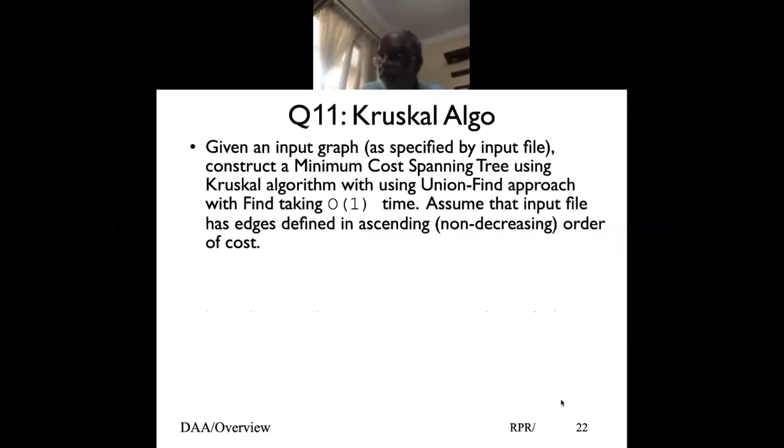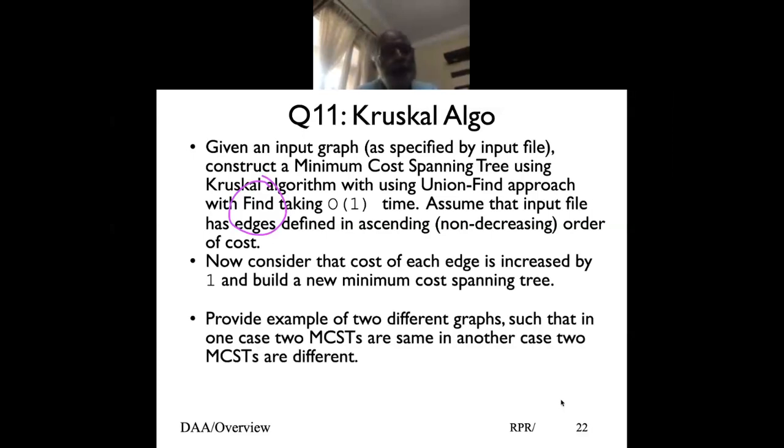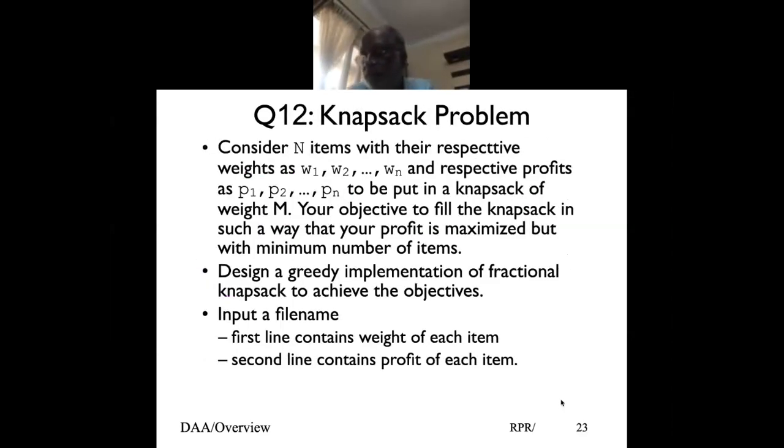Question number 11 is the same, except that now find takes order one time. So there are two implementations of Kruskal. One is union taking order one time, the other is find taking order one time, and we are doing the same thing. Both happen to be the same. And you can always find that if you increase by a certain cost, the spanning tree may not remain the same, and I can give those examples. The last one was a variant of the knapsack problem.